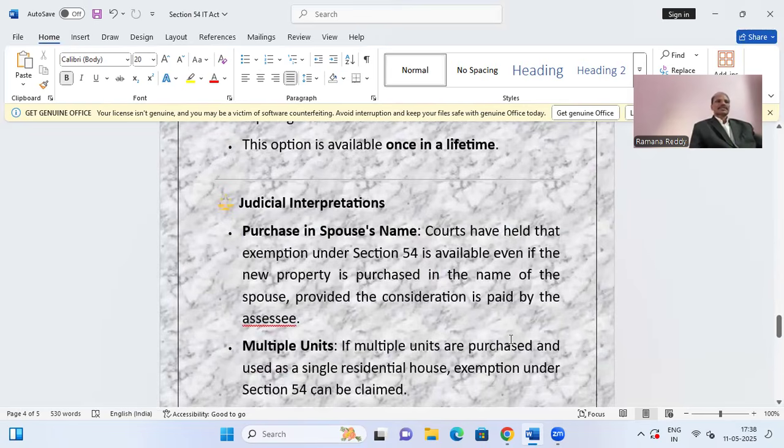Judicial interpretations: we see the purchase in spouse's name. Courts have held that the exemption under Section 54 is available even if the new property is purchased in the name of the spouse, provided the consideration is paid by the assessee. Multiple units: suppose multiple units are purchased and used as a single residential house, then the exemption under Section 54 can be claimed.